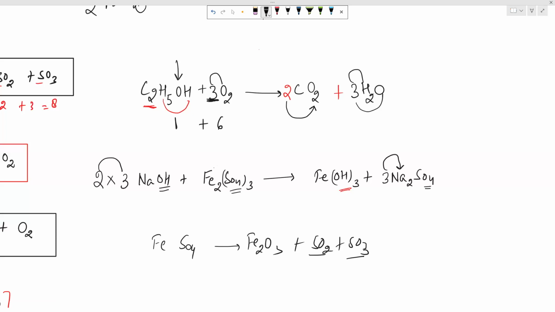Now the OH ion has again become 6. Now you have to multiply it by 3 to balance. You have to multiply it by 2 so that it will also become 6. When you keep on practicing this type of question, you will be able to perform the answer. Okay, sir.